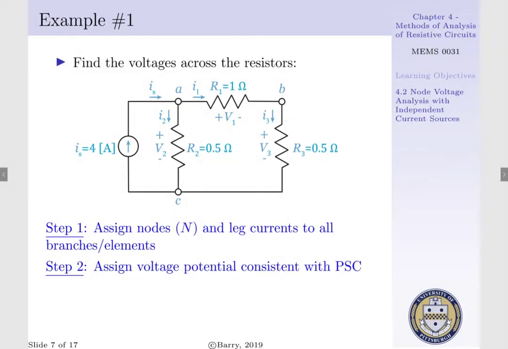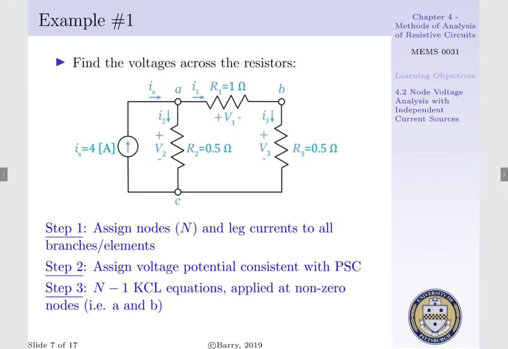Step 2 is to assign voltage potentials consistent with our passive sign convention across our resistors. That is, V1 exists across R1 as indicated by the direction of I1, V3 exists across R3 as indicated by the direction of I3, and V2 exists across R2 as indicated by the direction of I2.